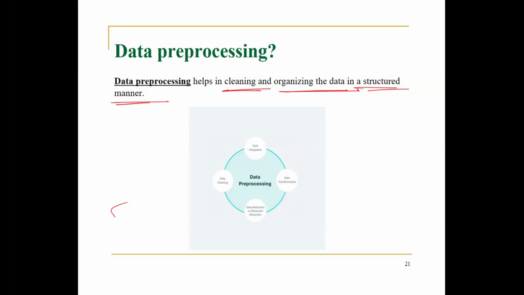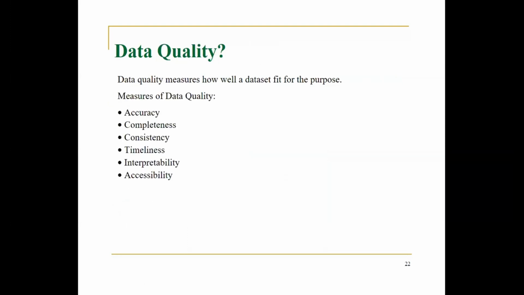So when we analyze that messy data, the accuracy of the analysis results is significantly lower. Therefore, before analyzing, we need to do data pre-processing. Data pre-processing will improve the accuracy of the results, reduce errors or bias in the models, remove irrelevant data and improve efficiency, right? And it will ensure the data quality.